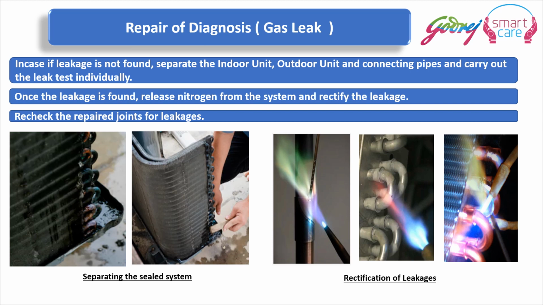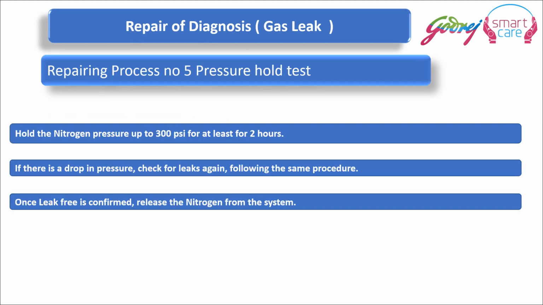In case the leakage is not found, separate the indoor unit and the outdoor unit at the connecting pipe and carry out a test. We have to hold the nitrogen pressure at up to 300 psi for at least 2 hours. If there is a drop in the pressure, we have to check for the leakage again and adopt the same procedure. Once leak-free is confirmed, we have to release the nitrogen from the system.